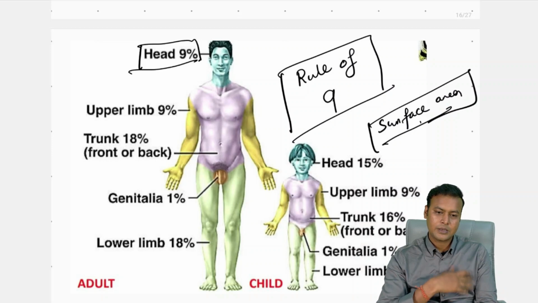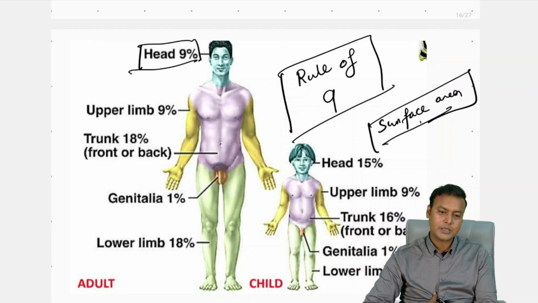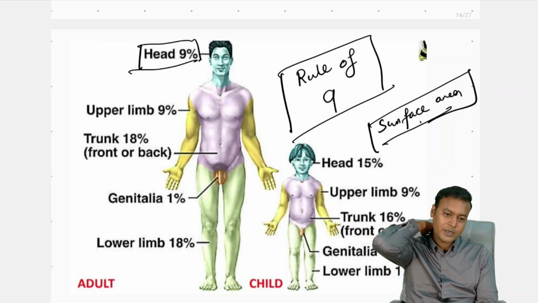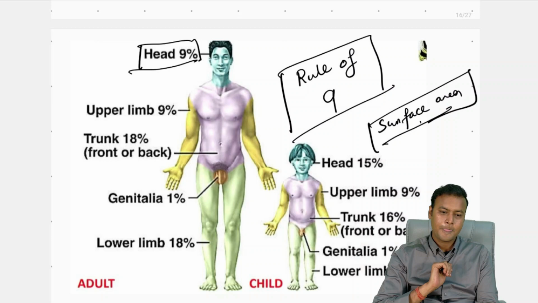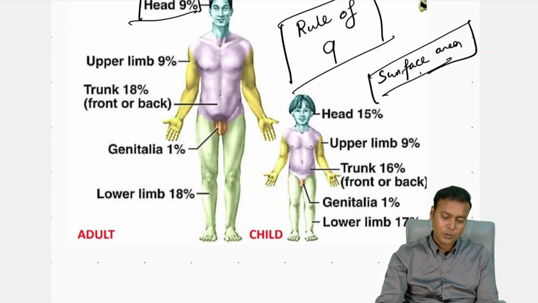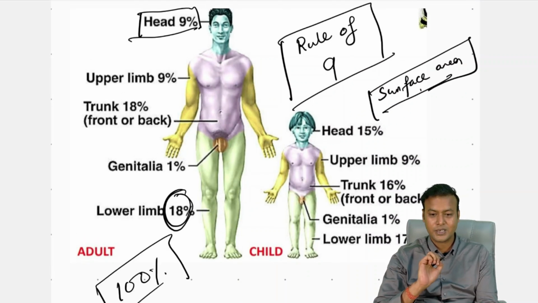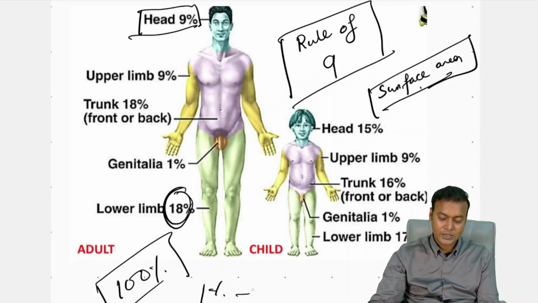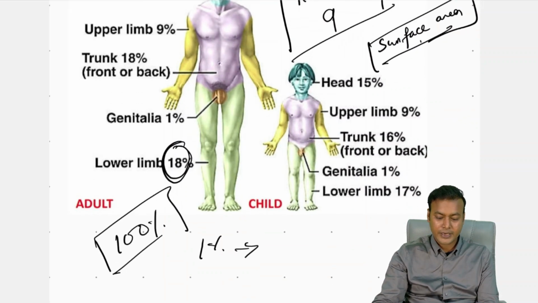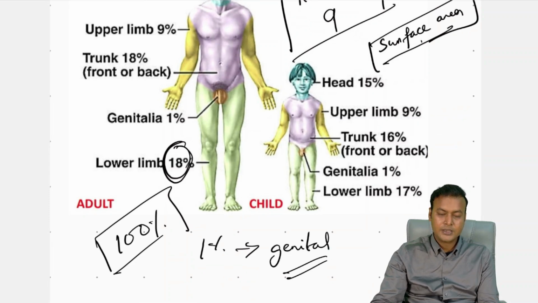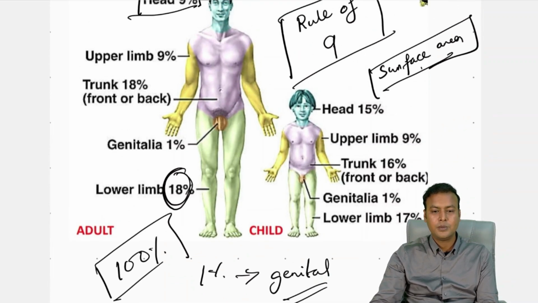The thorax and abdomen region, they are taken together as the trunk. So front of the trunk is 18%. That is 9 into 2. All right. So here also 9 comes. 18% is the front of the trunk, and back of the trunk is also 18%. Coming to the lower limb, each lower limb is 18%. So if we add up, what does it come to? Complete 100%. Or did we leave something? Yes, we left something. 1% is attributed to the genital region. The genital region comprises 1% of the body surface area.